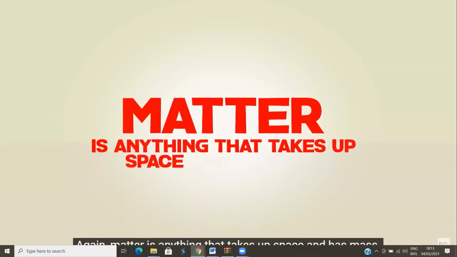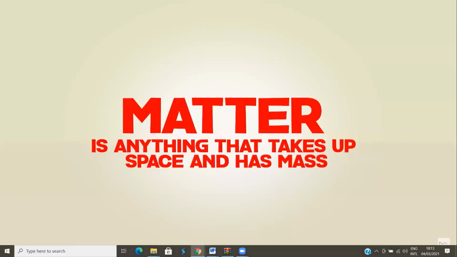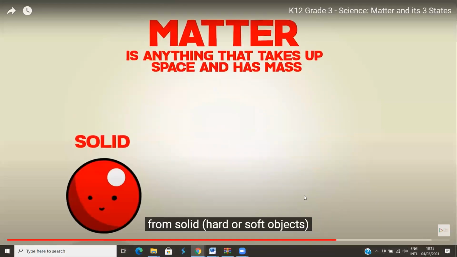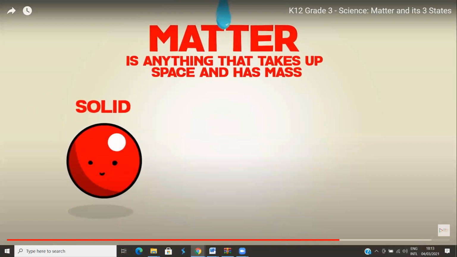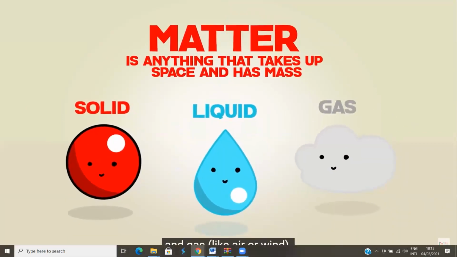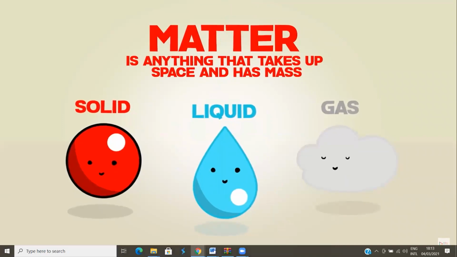Again, matter is anything that takes up space and has mass. It is everything around us. That's why it comes in many forms. From solid, hard and soft objects, to liquid, like water, and gas, like air or wind.